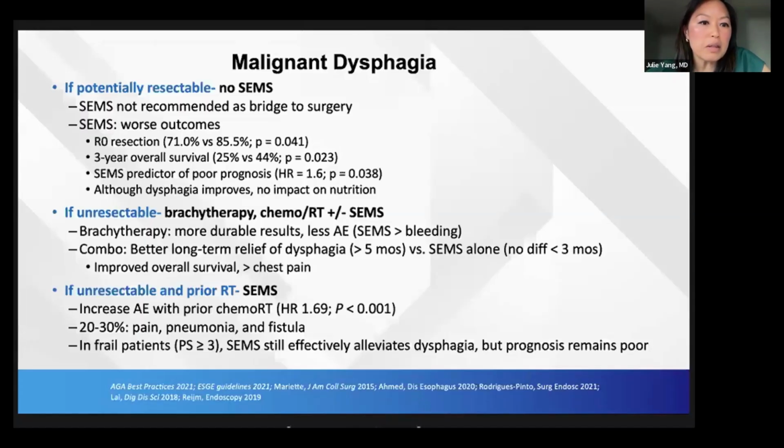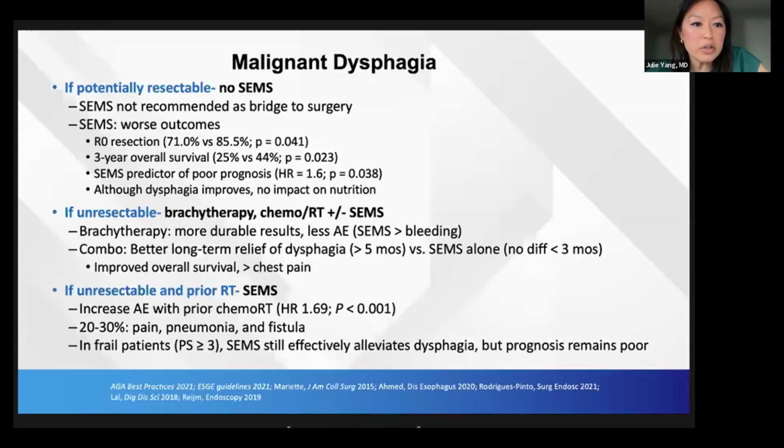But studies have shown that brachytherapy is more durable in results for dysphagia in the long term than stents, and they have less adverse events. And so that's why it's perfectly fine to do brachytherapy if that's what you have at your institution. Combination therapy, chemo, radiation with stents has a better long-term relief of dysphagia. There's no difference in the short term, less than 3 months. But that combination therapy with stents improved overall survival, but there was a tendency to have more chest pain with the stents versus combo therapy without stents.